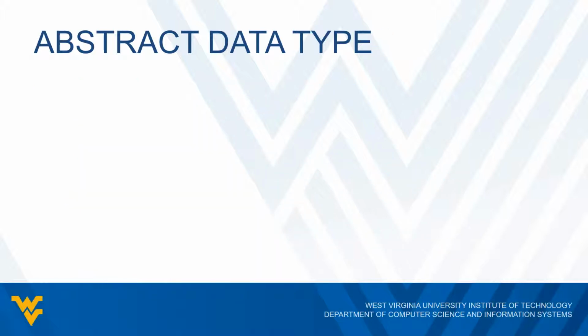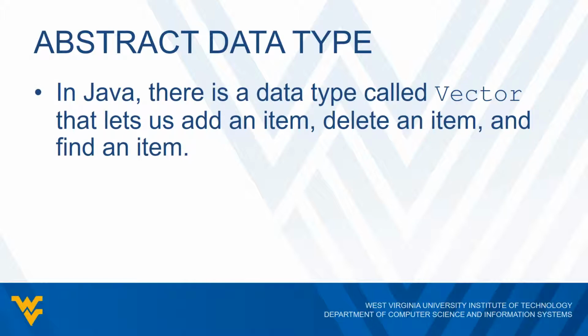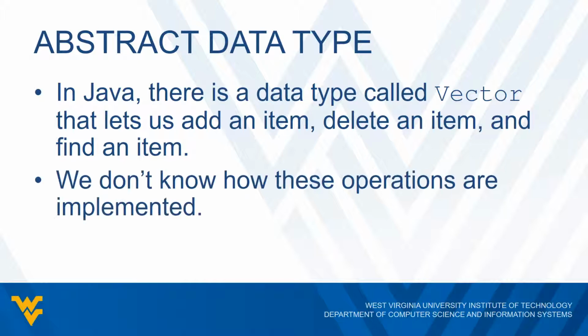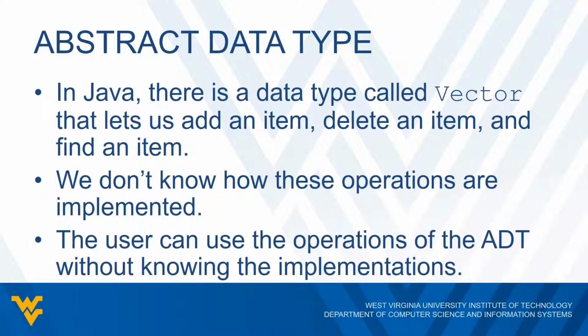So in Java, there is a data type called Vector that allows us to implement this list. It lets us add items, it lets us delete items, and it lets us search for items. But here's the thing: we don't know how these operations are implemented. We know what's going on. We know what these different operations are, but we don't know how it's actually going about it. So we can use these operations without even knowing how the implementations work.